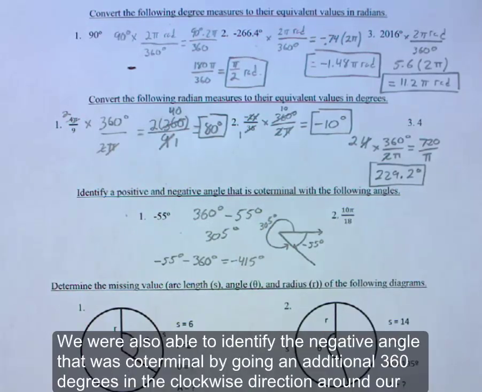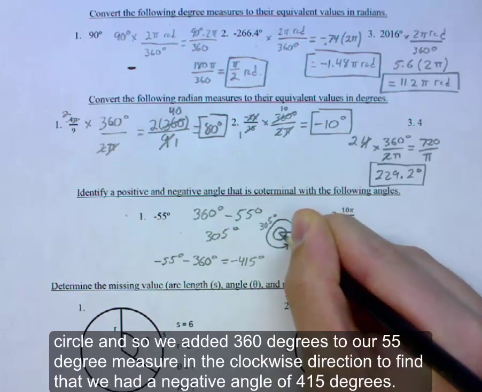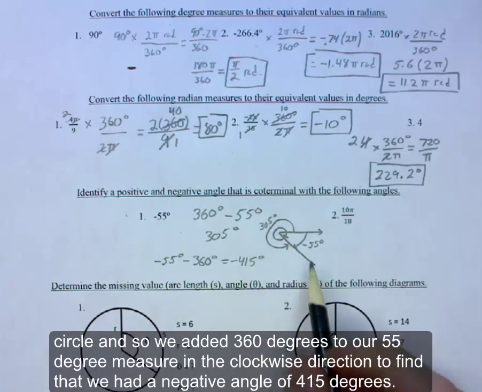We were also able to identify the negative angle that was coterminal by going an additional 360 degrees in the clockwise direction around our circle. And so we added 360 degrees to our 55 degree measure in the clockwise direction to find that we had a negative angle of 415 degrees.